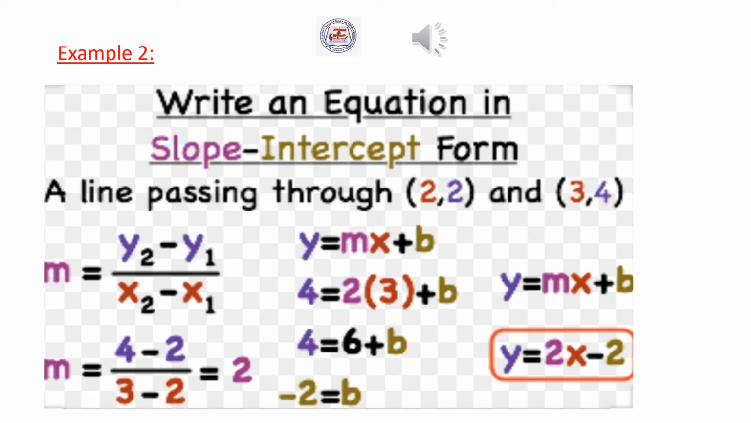Then we solve the equation for b, b equals negative 2. So the slope is 2 and the y-intercept is negative 2. The slope-intercept form of the equation is y equals 2x minus 2.